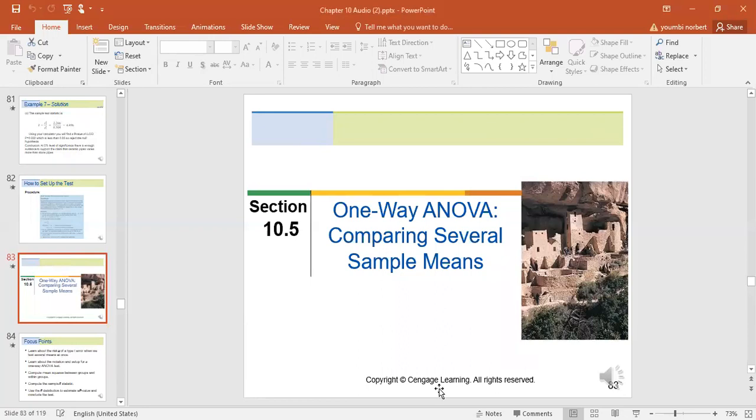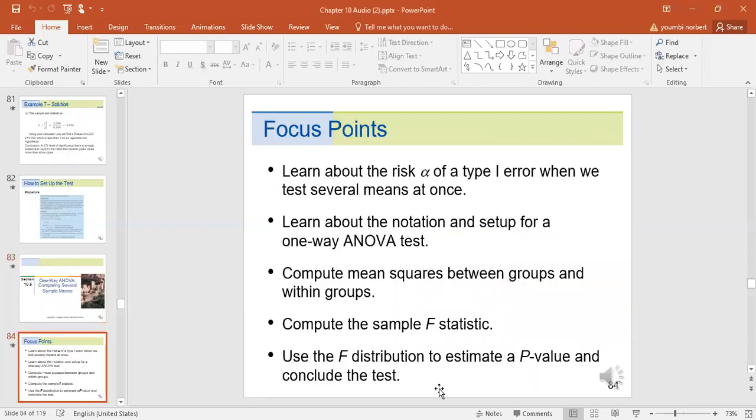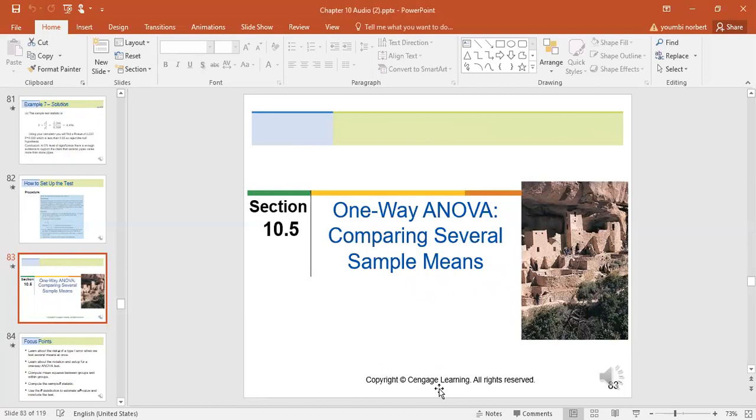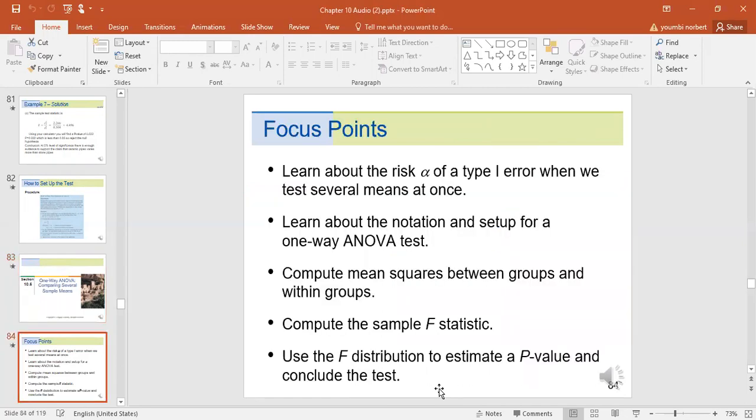Are you good? 10.5, one-way ANOVA. ANOVA is for analysis of variance. If you say you have done statistics at college level and you cannot say what ANOVA is, people will just feel like, we are not sure what you're talking about. It's not a difficult test. It's like any other one that we have done before.